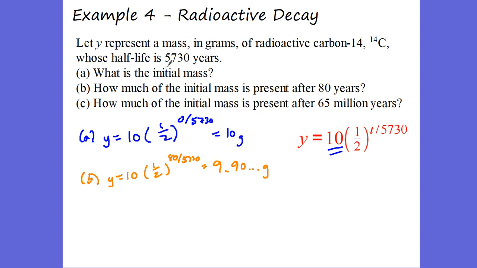Because think about it, in 5,730 years, that 10 grams becomes cut in half. So think about it, we have 10 grams. In 5,730 years, you're going to get 5 grams. Then in another 5,730 years, you're going to be at 2.5 grams. And it's going to keep getting cut down and down and down. You'll never hit 0. It's going to asymptote at 0, but you're never going to hit 0, because there's always at least one isotope, one atom left.